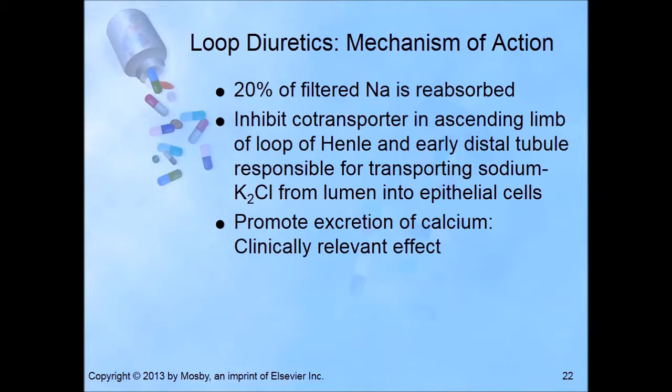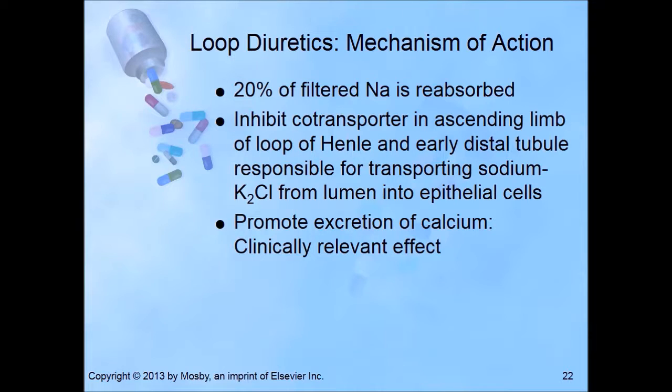Well, what about the loop diuretics? 20% of filtered sodium is reabsorbed in the loop of Henle. A co-transporter in the ascending limb of the loop of Henle and in the macula densa cells of the early distal tubule moves one molecule of sodium, one of potassium, and two molecules of chloride from the tubular lumen into the tubular epithelial cells. Most reabsorbed potassium then moves back into the tubular lumen via the potassium channels. Loop diuretics inhibit this co-transporter and are able to extract up to 25% of the filtered sodium.